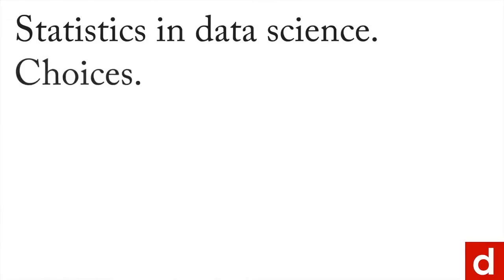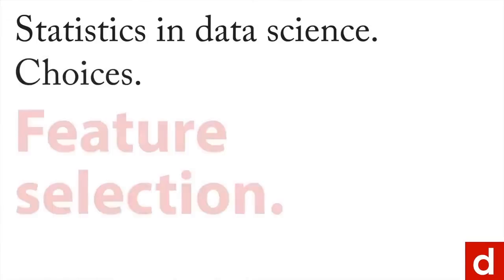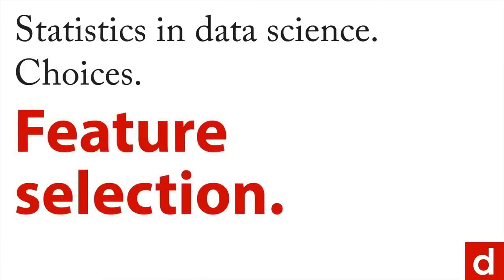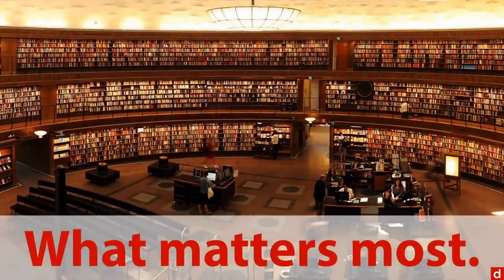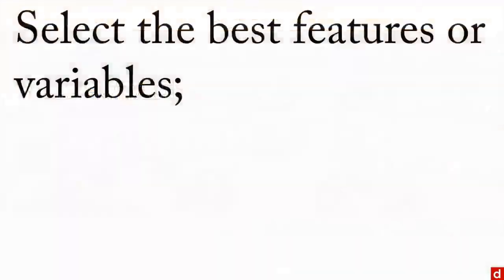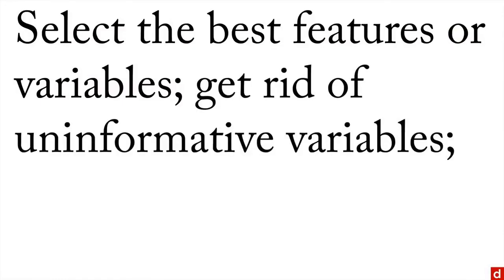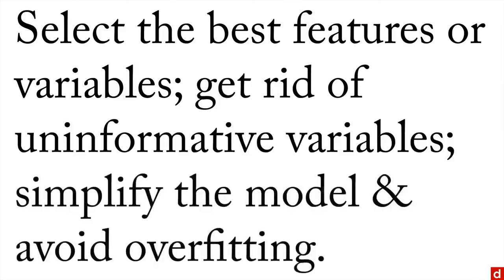The statistics in data science offers a lot of different choices. One of the most important is going to be feature selection, or the choice of variables to include in your model. It's sort of like confronting this enormous range of information and trying to choose what matters most, trying to get the needle out of the haystack. The goal of feature selection is to select the best features or variables and get rid of uninformative and noisy variables, and simplify the statistical model that you're creating, because that helps avoid overfitting or getting a model that works too well with the current data and works less well with other data.